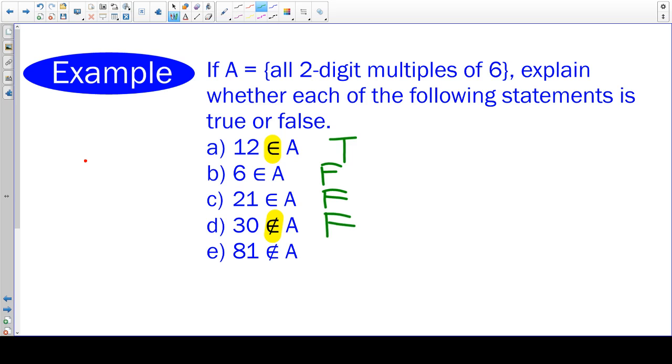81 isn't an element of A. True or false? It's true. It's not an element. It's not a multiple of 6. 78 is. 84 is. 81's a multiple of 3. It's a multiple of 9. Not a multiple of 6.